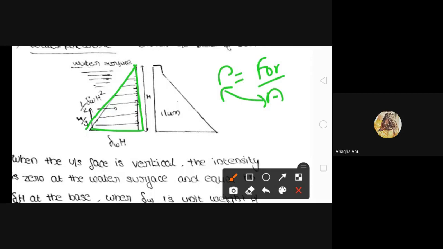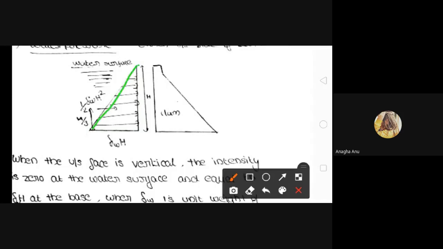So in order to determine the force from the pressure distribution diagram, we simply take the area of the pressure distribution diagram. Then what will be the area of the pressure distribution diagram? This is a triangle. The base is gamma W H and the height of the triangle is H itself. Then what will be the area of that triangle?